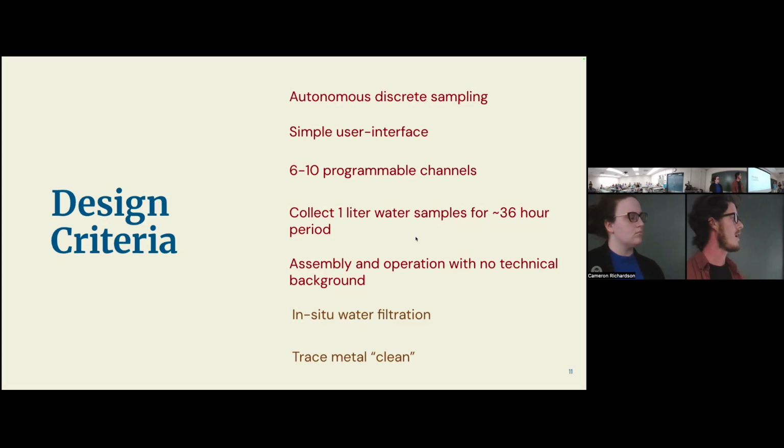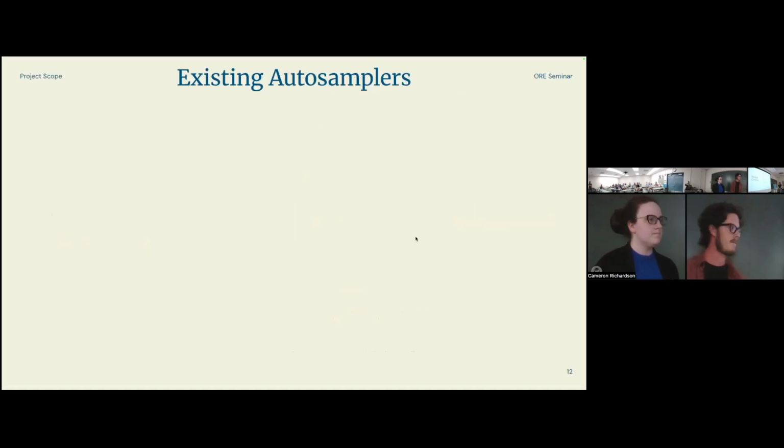They also identified some wants and not needs, and that being the in-situ filtration and also the sampler being trace metal clean. So Nick is interested in trace metals, and often metals used in some of the auto sampling parts that we used had trace metal sensitive metals.